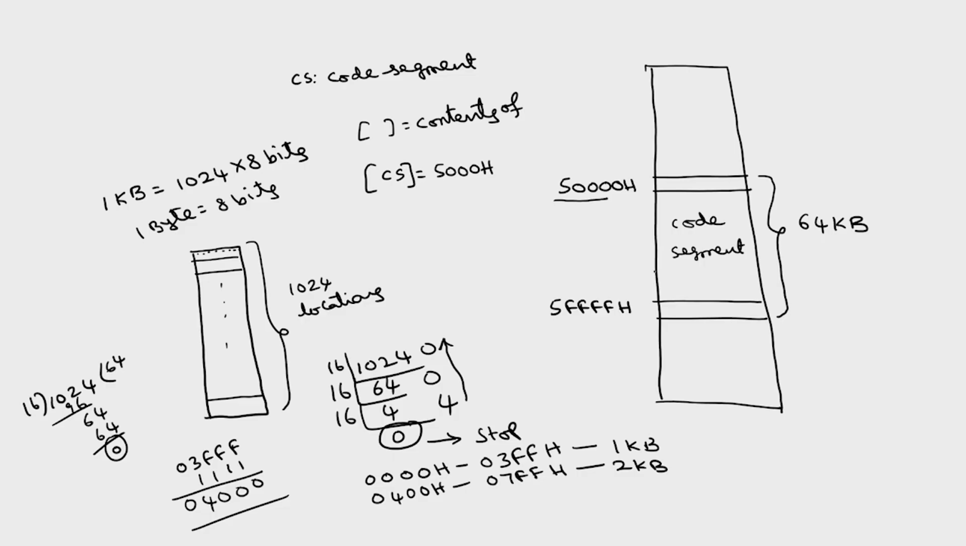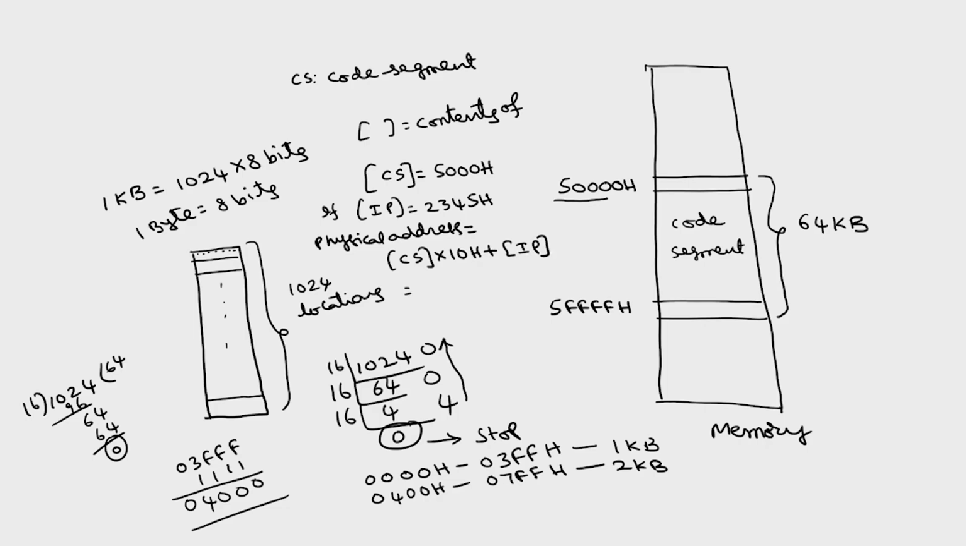Then to access any byte, we will take the instruction pointer. Suppose the instruction pointer has the address 2345H. The physical address from where we are going to either read or write the data in the memory can be obtained by using the effective address. Physical address is given by CS, the code segment's data, into 10H plus the contents of the instruction pointer.